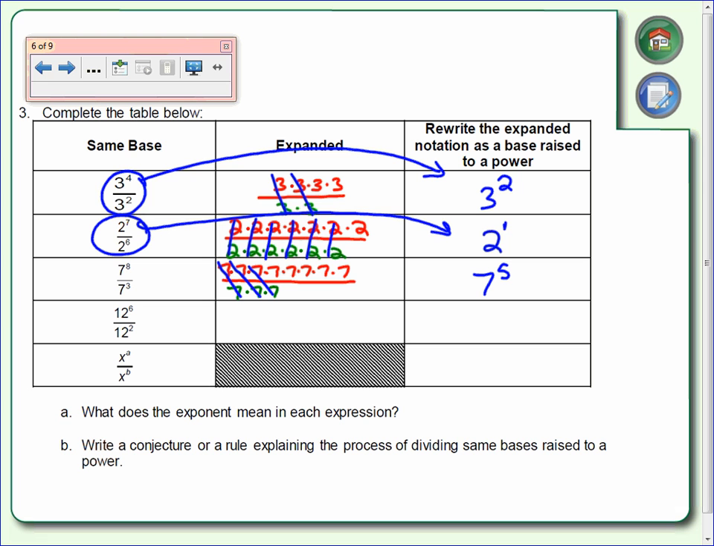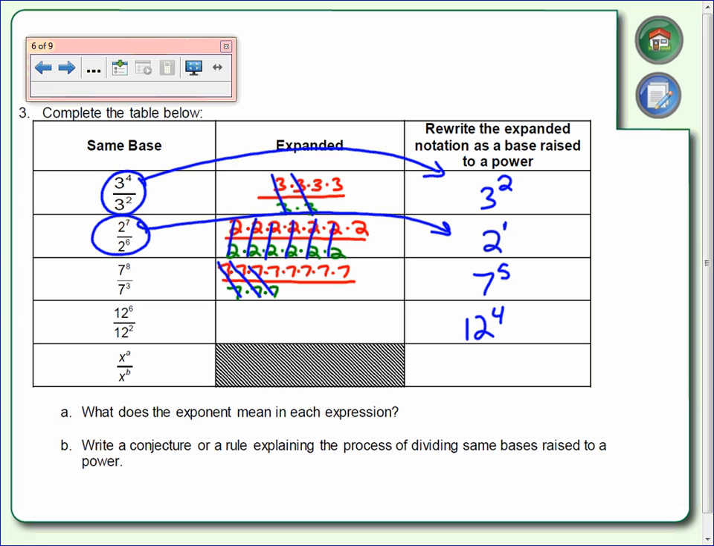So if I use that rule again, what should I have over here? 12 to the, what, 6 minus 2? 6 minus 2 is 6, 5, 4. Oh, 4. Say 4. Come on, what do you think so much? You think it's 5? 6 minus 2 is 4. So we have 12 to the 4th power.